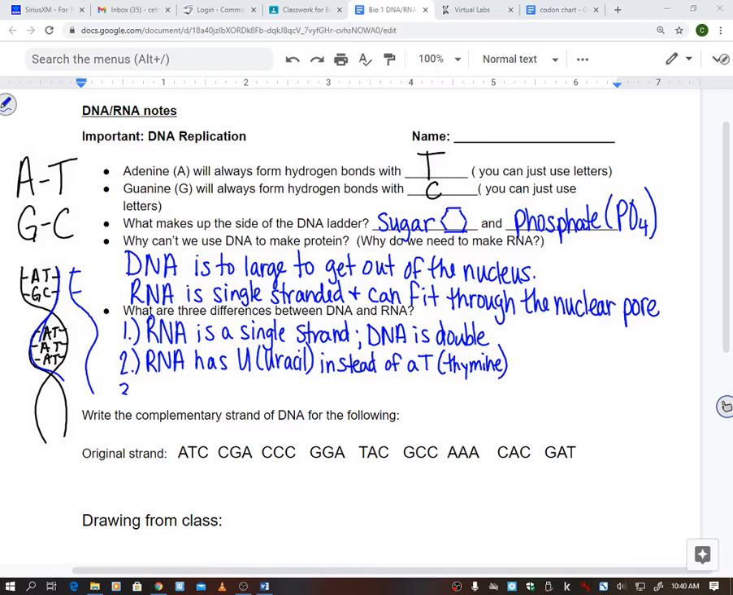All right, and the third thing, the reason why it is called RNA instead of DNA is because of the sugar it has. RNA has ribose sugar. It's just a little bit different form. I'm not quite positive, but I think that it's got 5 sides instead of 6, but it has a ribose sugar, whereas DNA has deoxyribose.